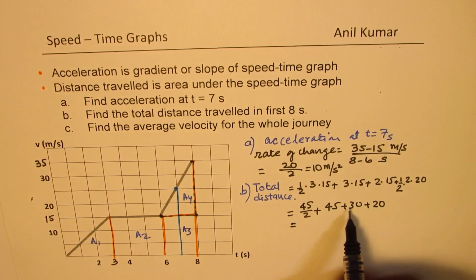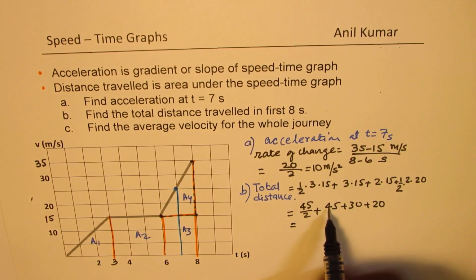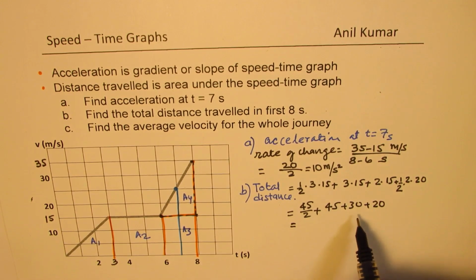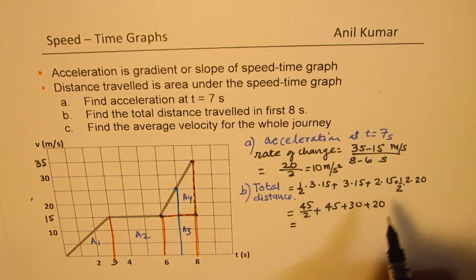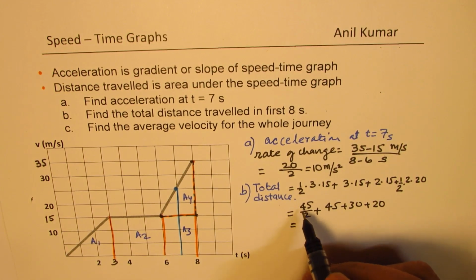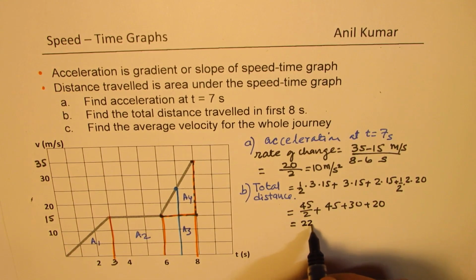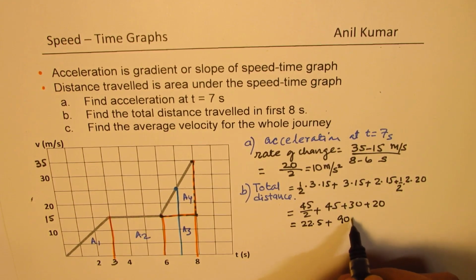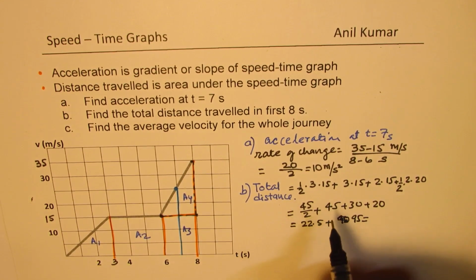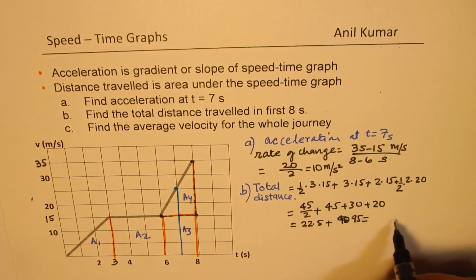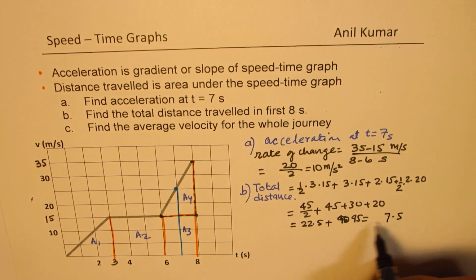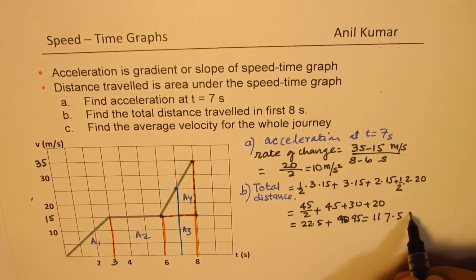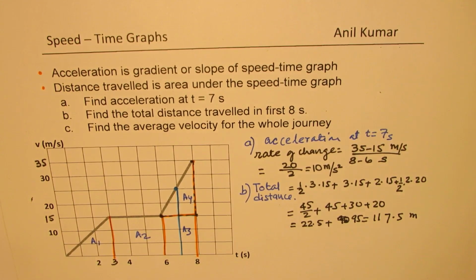So 22.5 plus 45 plus 30 plus 20 is 117.5. Let me add it up: 22.5 plus 45 plus 30 plus 20. So the distance in meters, we get our answer as 117.5 meters.